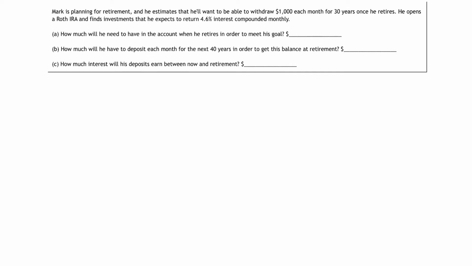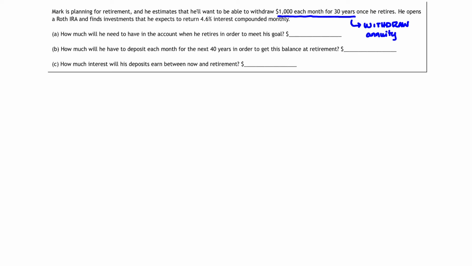Mark is going to plan for retirement, and he wants to set it up so that he has an account where once he retires, he will get $1,000 each month for 30 years. This money is going to be withdrawals that he makes from his annuity. So we're going to first focus on the money that we're going to be withdrawing from an annuity. Now, which formula applies to that?